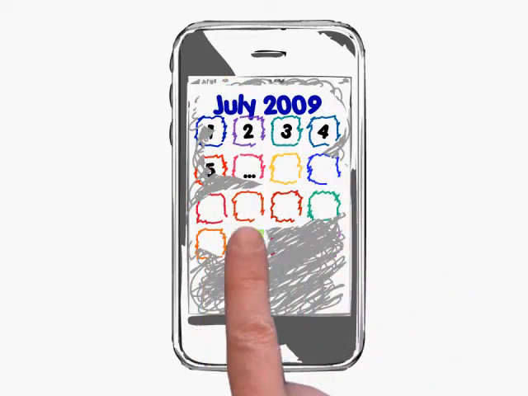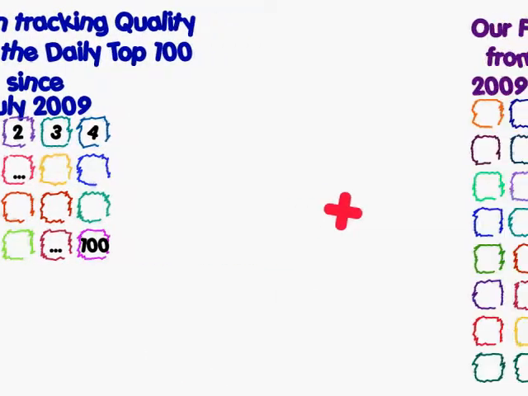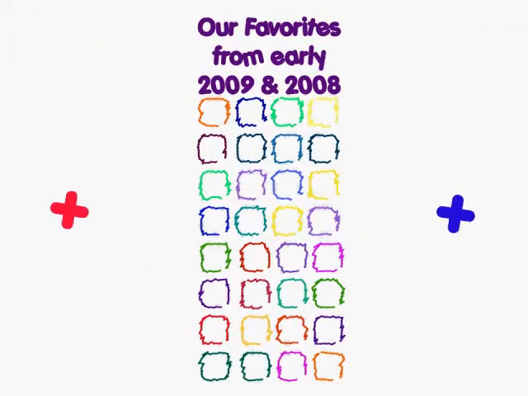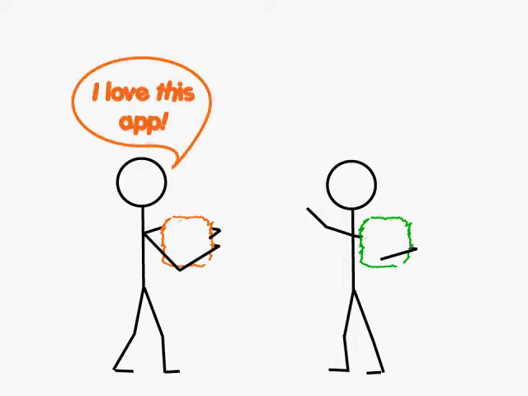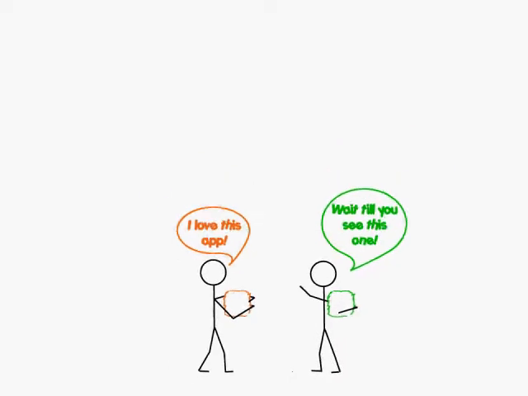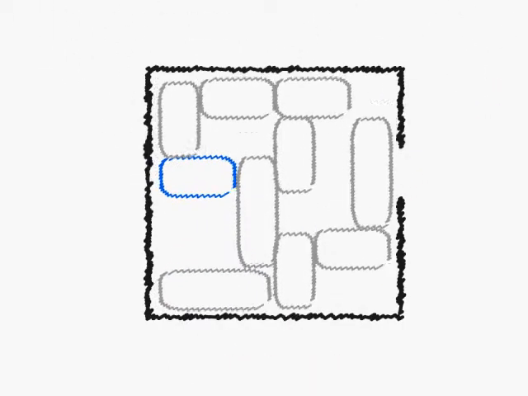First, we only show you popular top 100 apps, starting from July 2009. Every day, we've added new top 100 apps. We've added terrific apps that we've missed, and we add apps we don't know about, as you recommend apps to friends. But that still leaves tens of thousands of apps to go through.